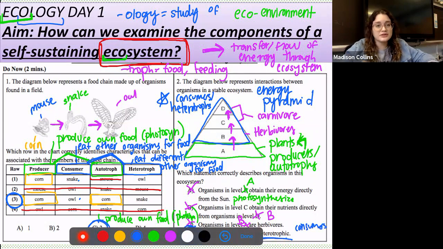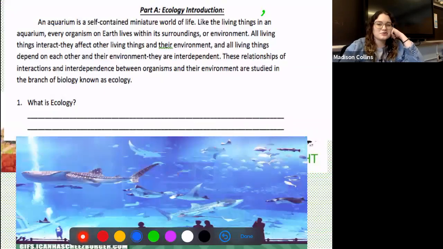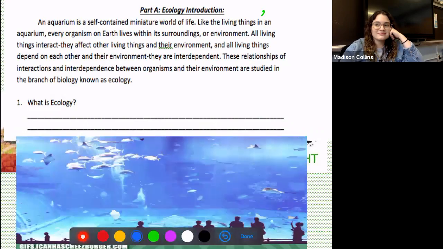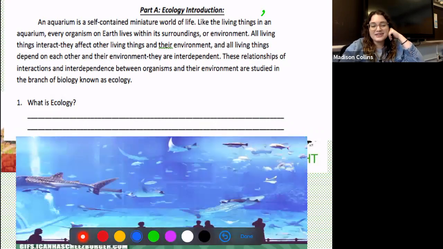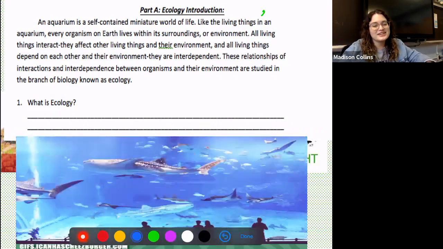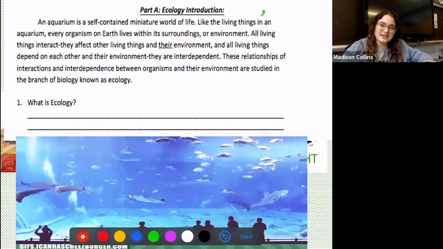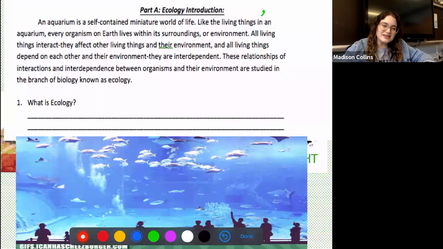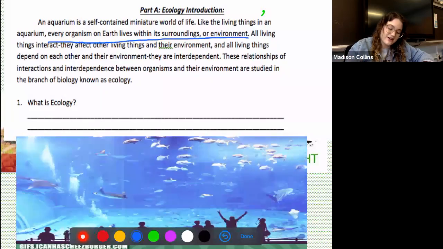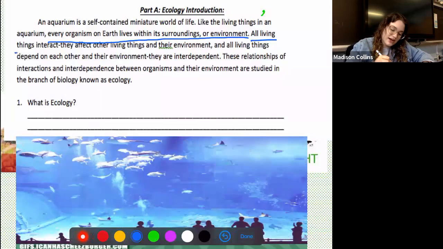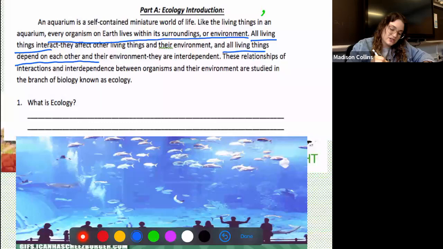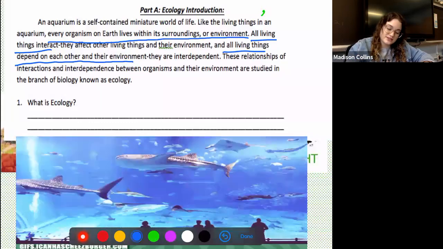All right, that was a long do now, but let's push forward to part A now. So we've got a passage to read through. As we go through this, I want you to underline anything you think is important, and then we'll use that to answer the questions that follow. All right, so an aquarium is a self-contained miniature world of life. Like the living things in an aquarium, every organism on Earth lives within its surroundings or its environment. All living things interact. They affect other living things in their environment, and all living things depend on each other in their environment. They are interdependent.